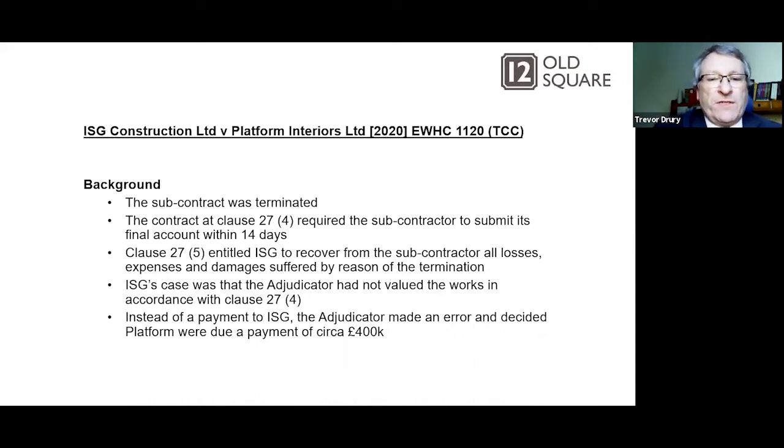Instead of a payment to ISG, which they thought they were going to get, the adjudicator made an error and decided Platform would be due a payment of something in the order of 400,000. So given that they terminated the contract and they were paying another contractor to complete Platform's works, they were expecting a payment, but the adjudicator decided completely the reverse way round.